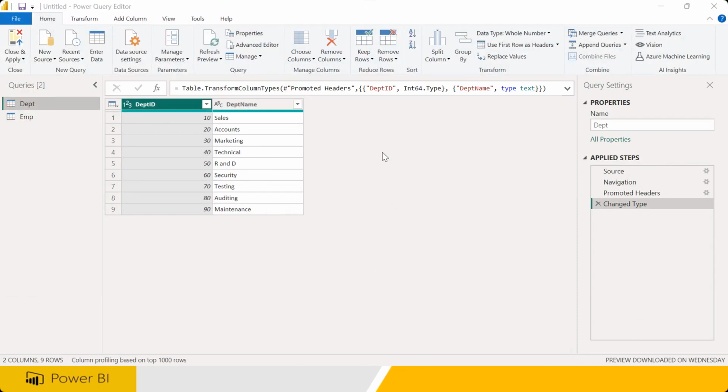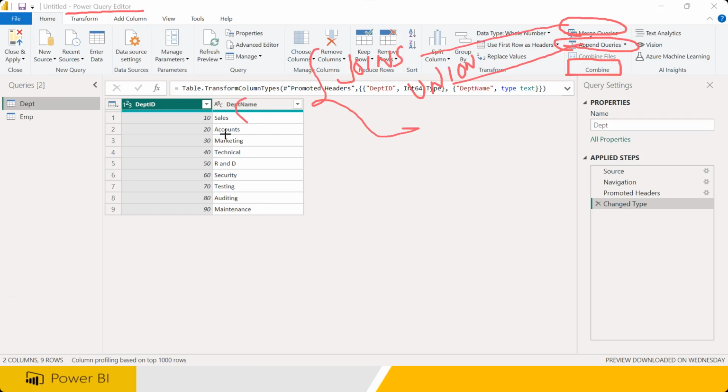Now, I wanted to tell you one important concept in Power Query, that is combining the data, right? Combining has two options: merging queries and appending queries. Merging is called joins, appending is called union or union all. Okay. So these two are SQL concepts. SQL means what? RDBMS concepts or database management system concepts. So these are very important concepts.